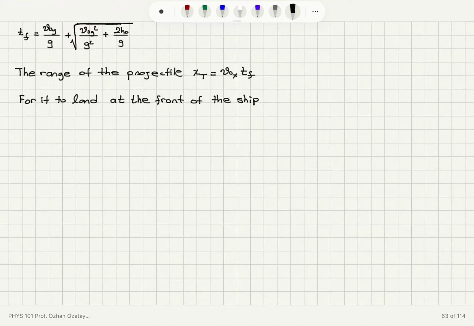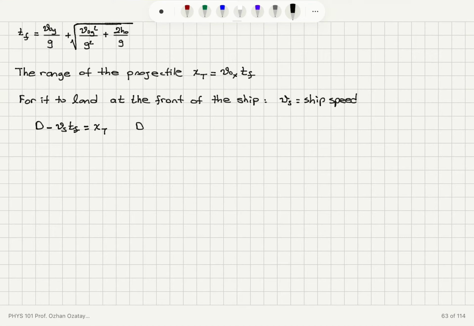we have a requirement. So I call V sub s the ship speed, so the distance d, that's the initial distance between the front of the ship and the dock, minus the distance the ship travels during the time of flight, v ship times tf, must be equal to the range of the projectile motion, x sub t, so that it's going to exactly land at the front of the ship.